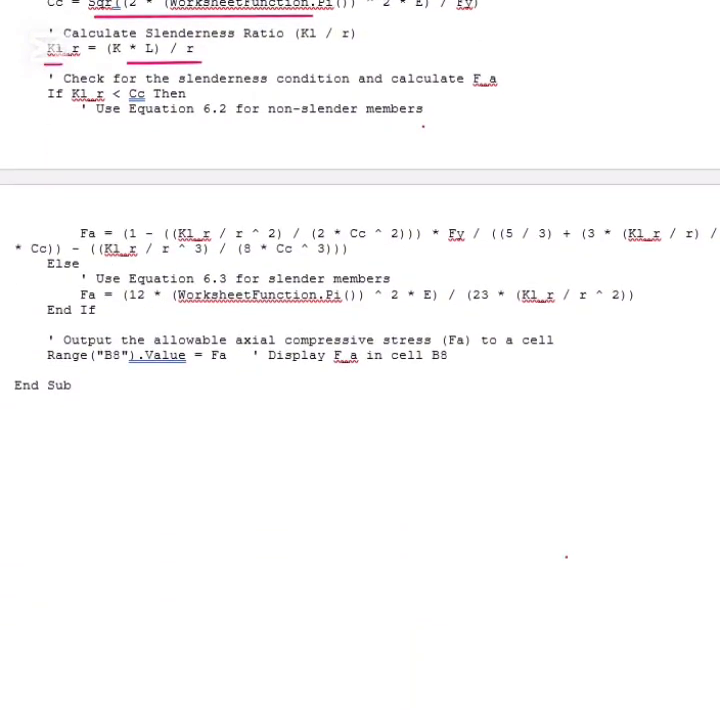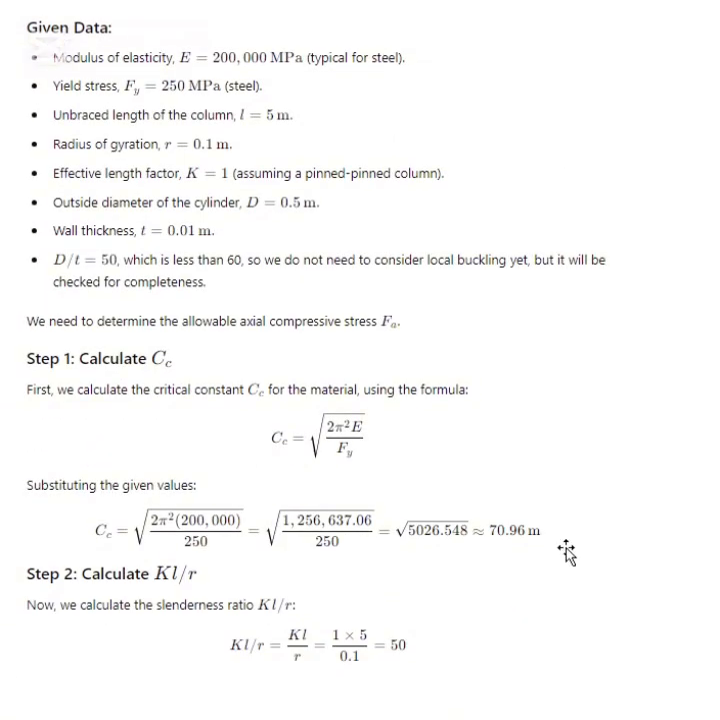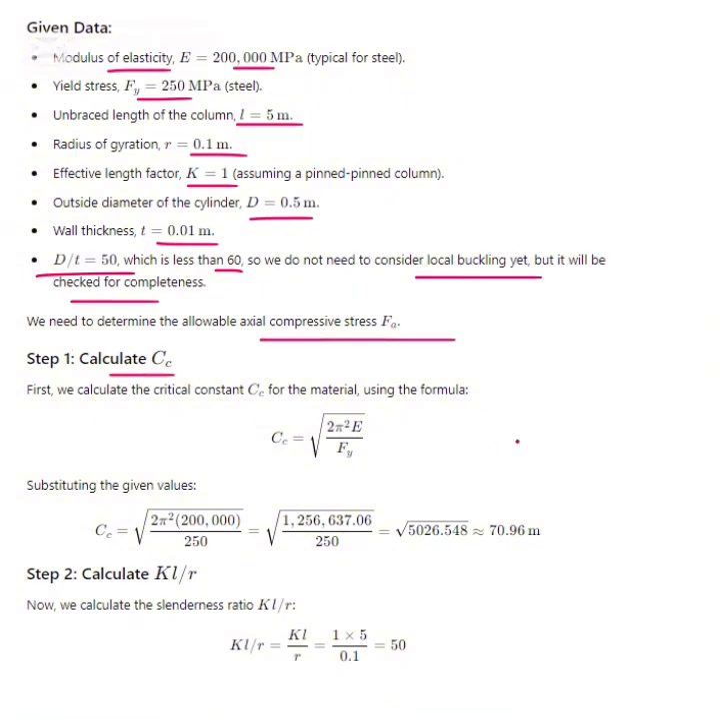The next one is a numerical example. The inputs are the modulus of elasticity, Young's modulus, the Fy value, brace length, radius of gyration, K factor, diameter and thickness. So D/t is 650, which is less than 60, so we need not consider local buckling, but it will be checked for completeness. We need to determine the allowable axial compressive stress. The first step is to calculate Cc, which is the square root of 2 pi squared E by Fy.